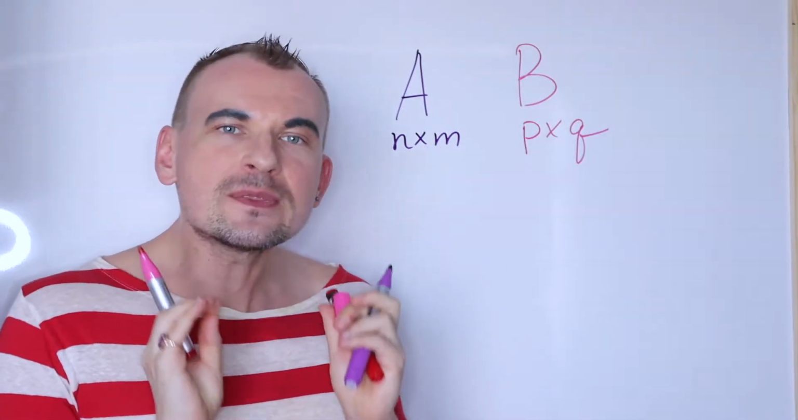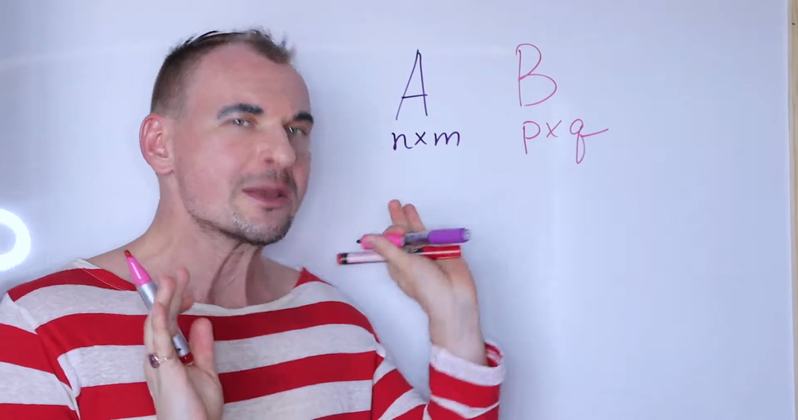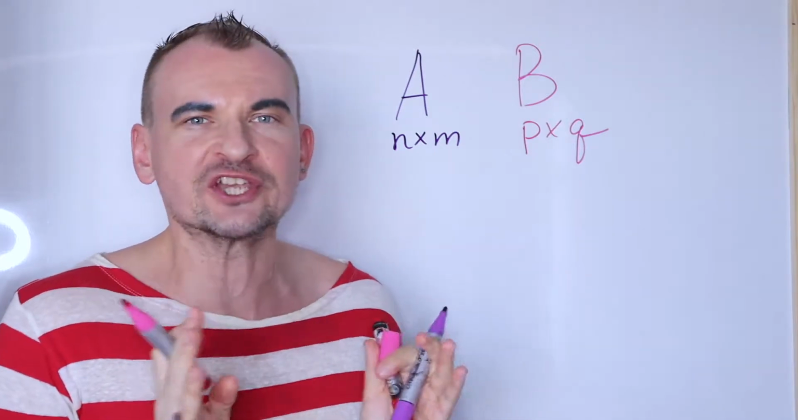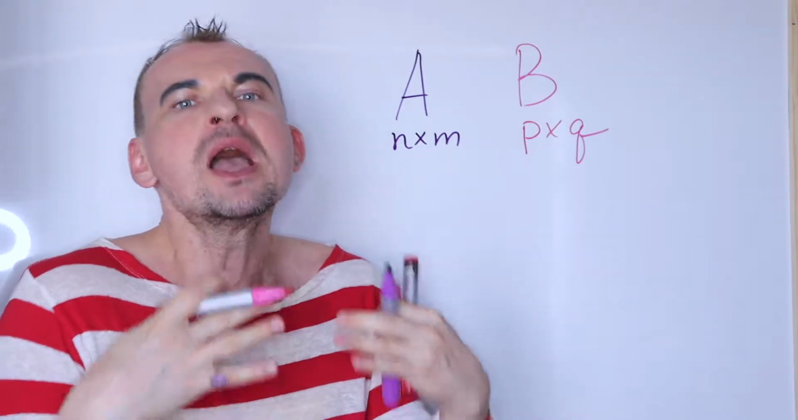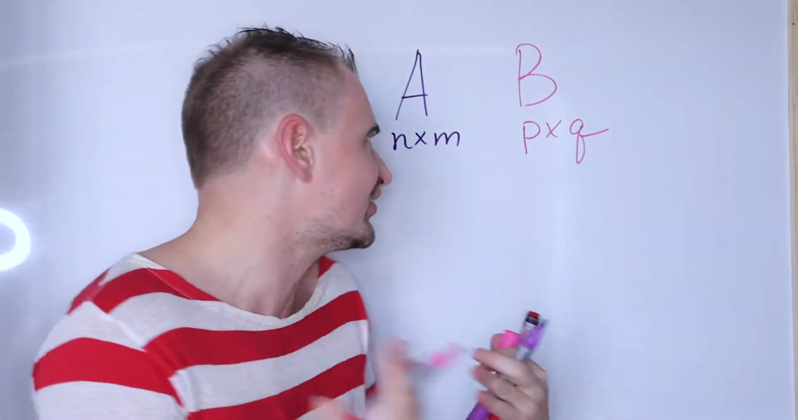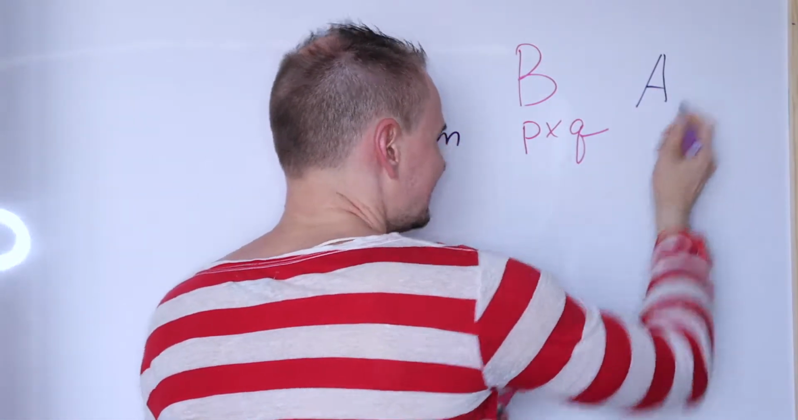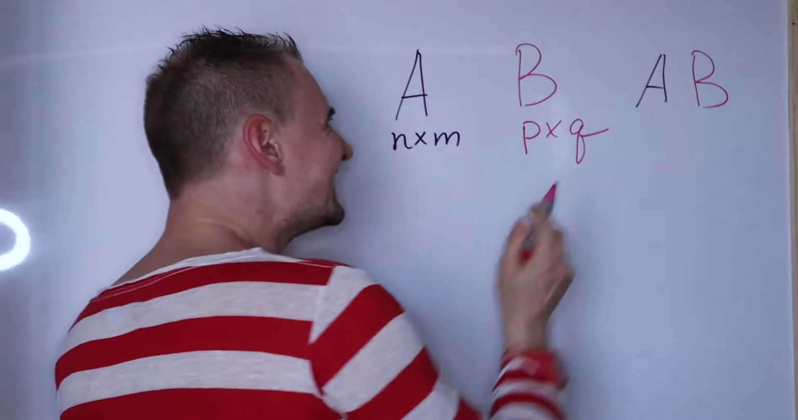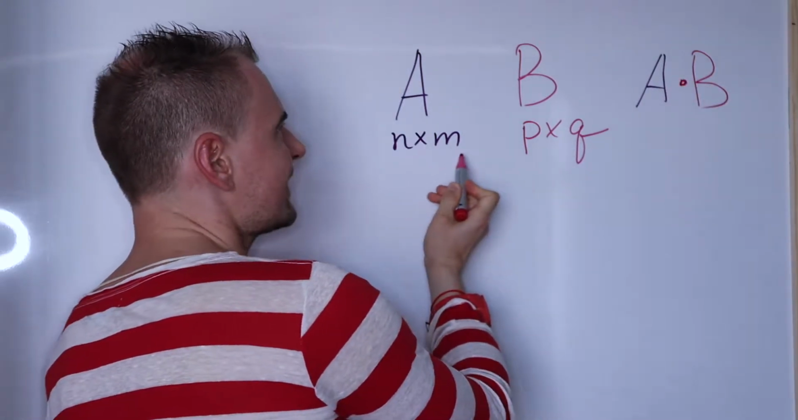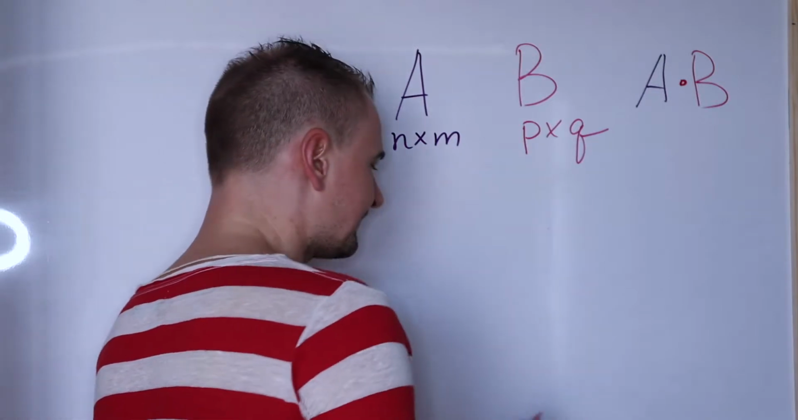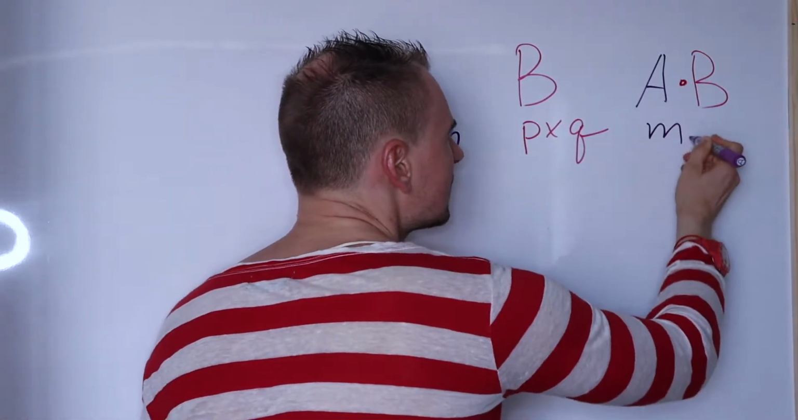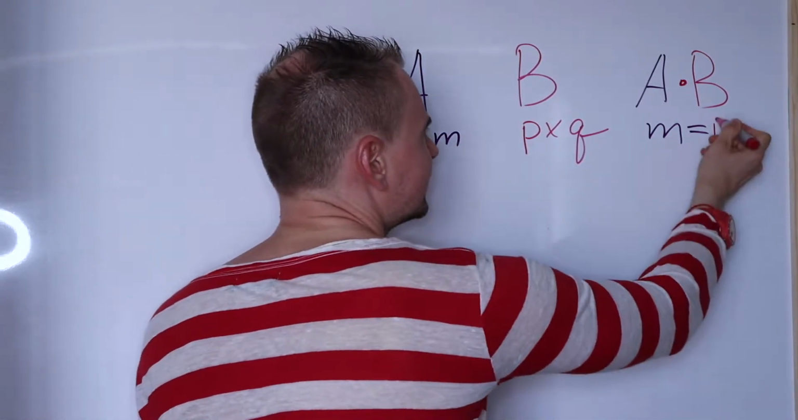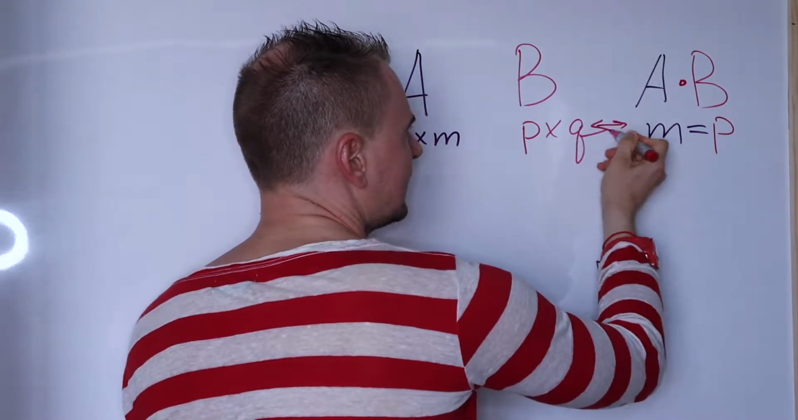The thing is, sometimes you are not able to multiply these two matrices, and it all depends on their size, on their order. So sometimes we are not able to perform multiplication, so the product does not exist. You can multiply A times B if and only if the number of columns in the matrix A, m, is equal to the number of rows in the matrix B, if and only if.